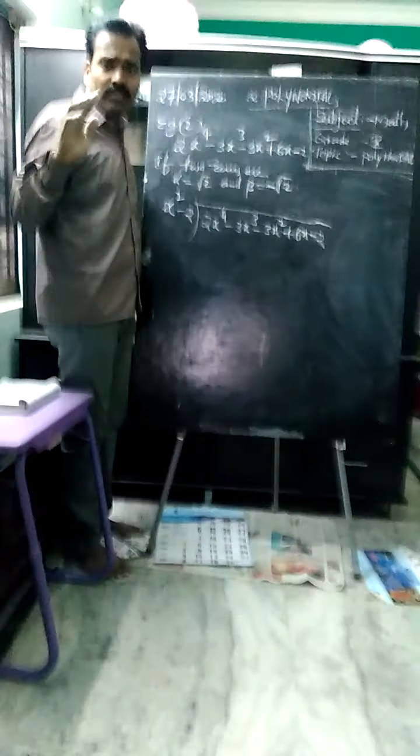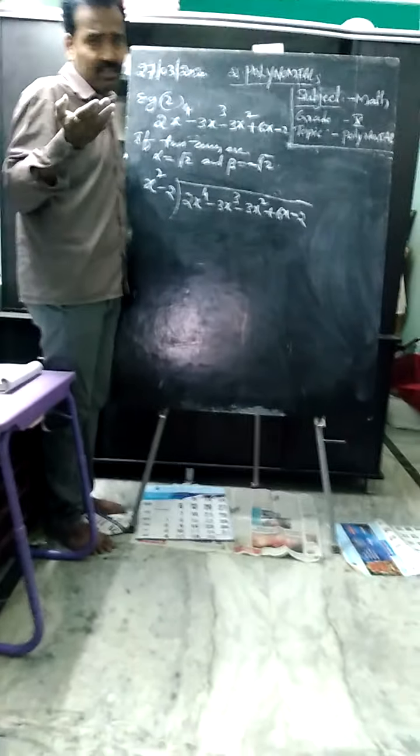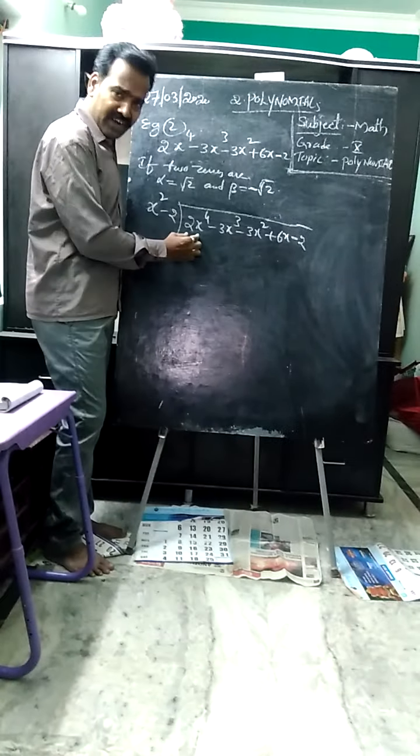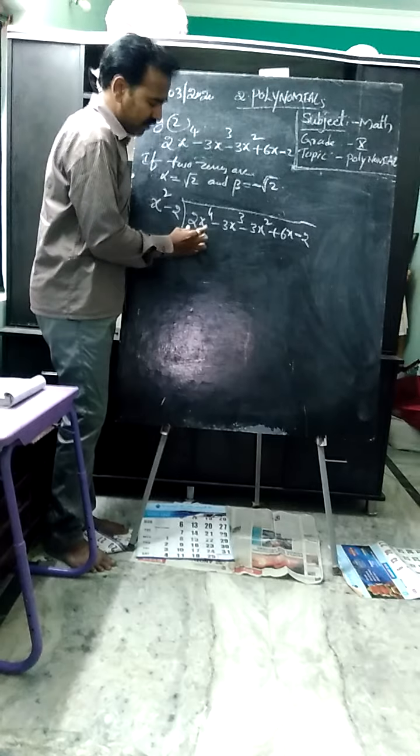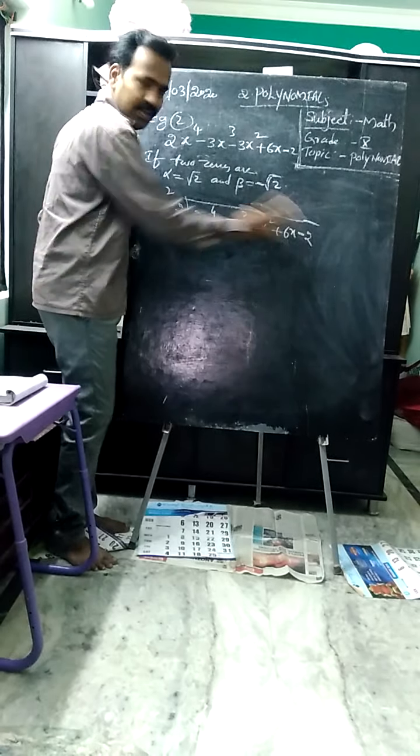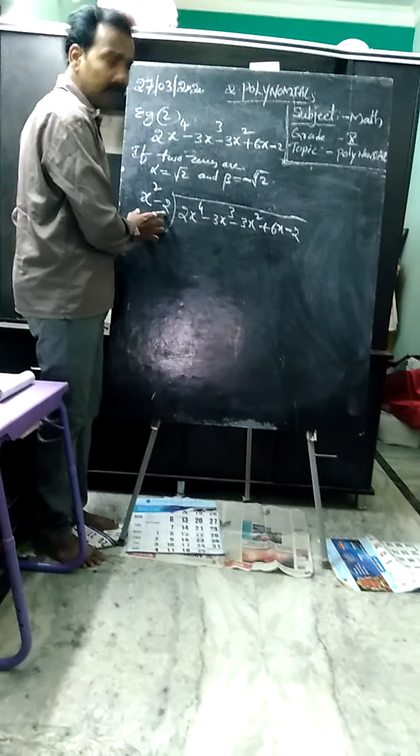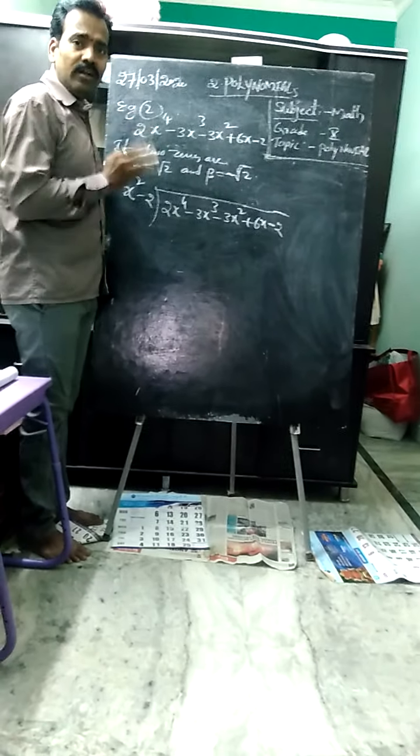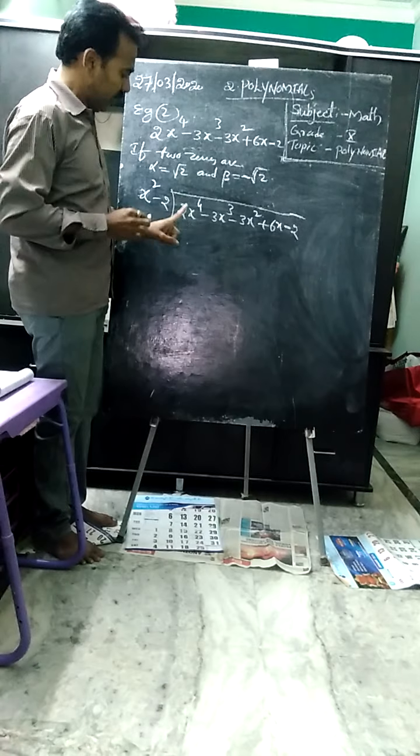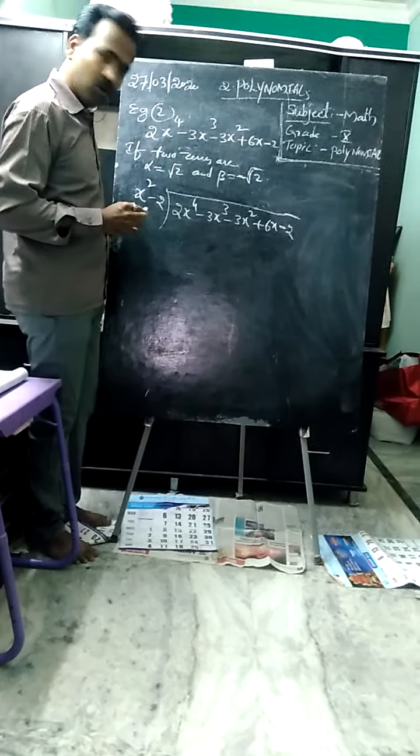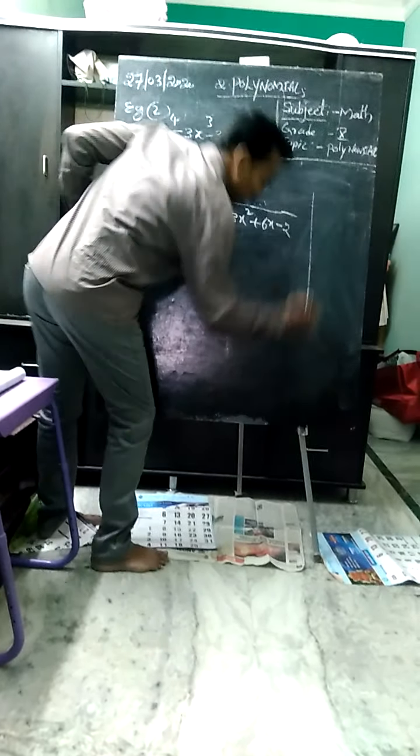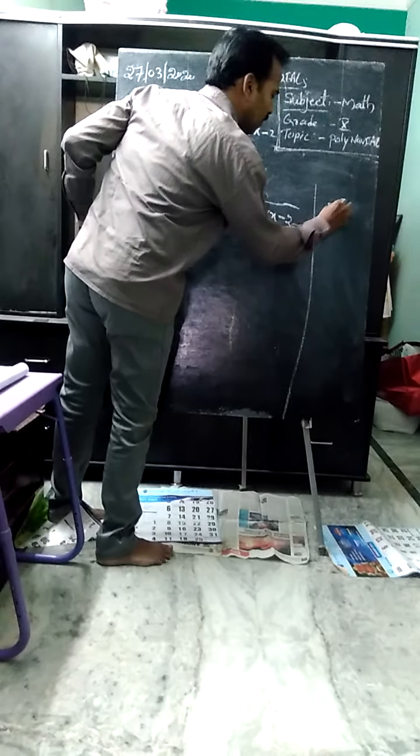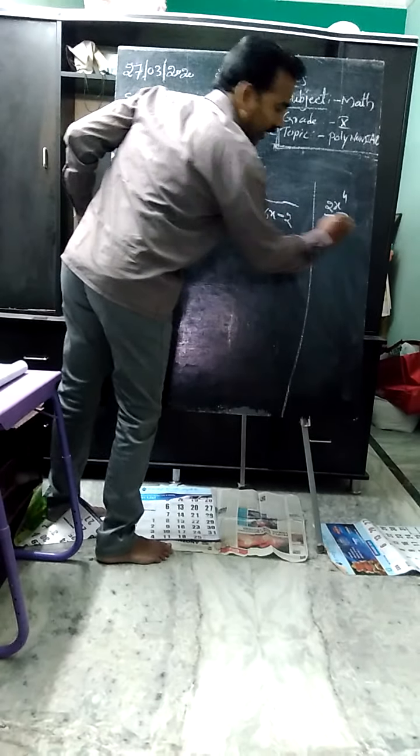As we discussed previously for the long division method, we write the dividend in proper order, that is, exponents in descending order, and then the divisor. After that you can do long division. How to do? Divide 2x power 4 by x square.